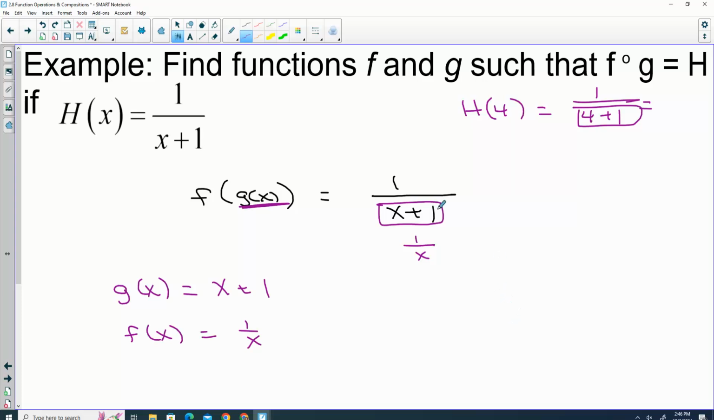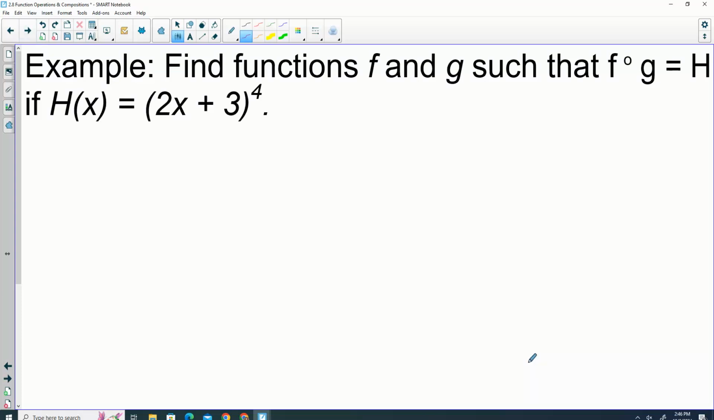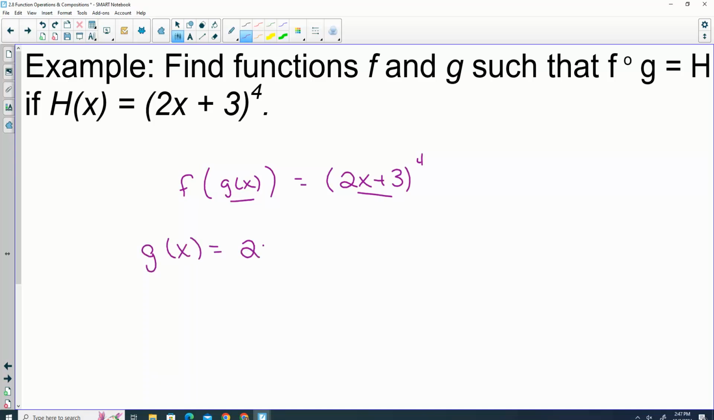Why don't you guys try one? Find f and g. So we know f of g is equal to 2x plus 3 to the 4th. So g is the inside, and I think pretty much everybody did the same thing here. You said g of x was 2x plus 3. And so f, we're undoing our composition, so we have to think if I took all of that out and replaced it with an x, we get x to the 4th.